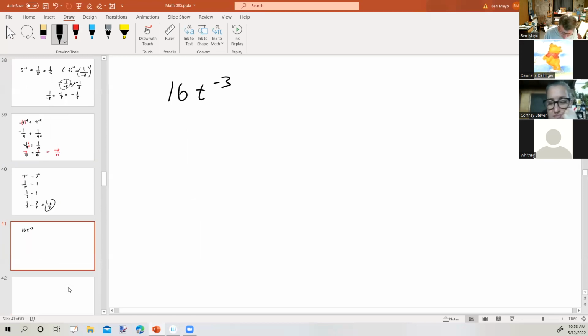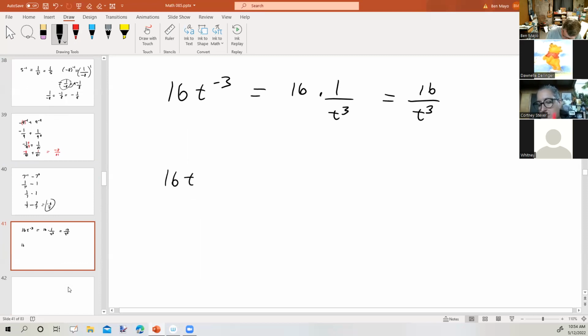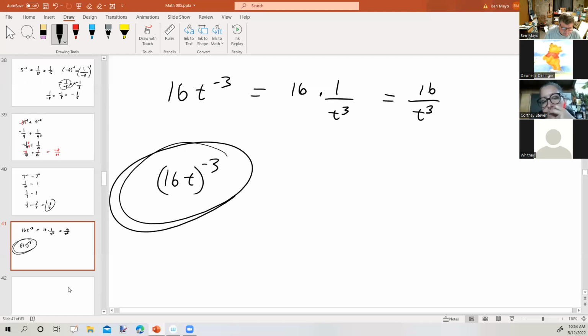16t to the negative 3 power. What's the base for the negative 3? It's just the t. So this is 16 times 1 over t cubed, or 16 over t cubed. So the negative 3 is not applied to the 16. For it to be applied to the 16, it would have to be written like this. Okay.